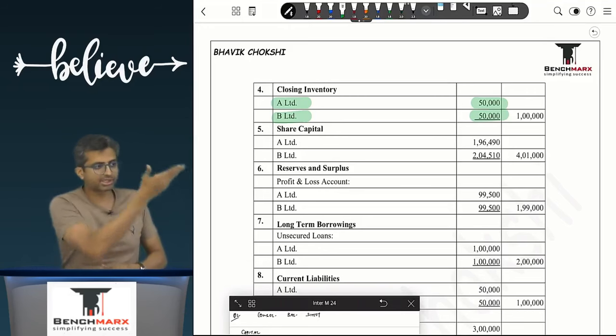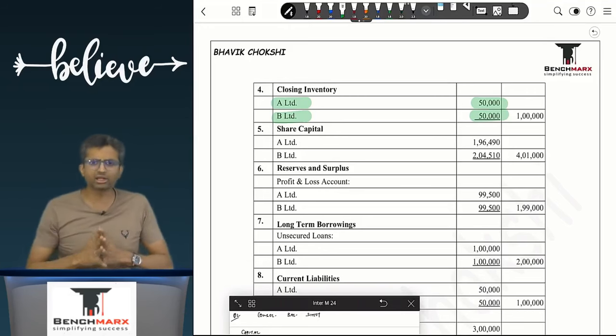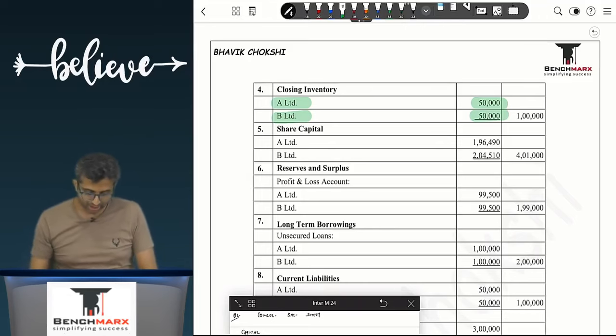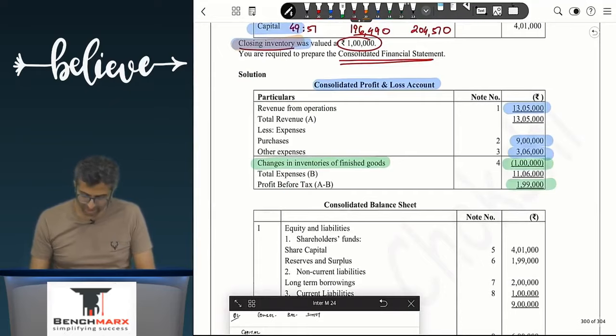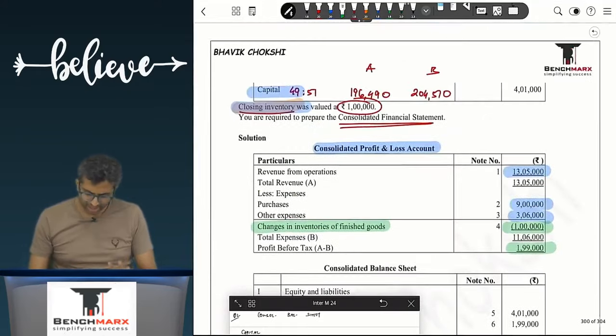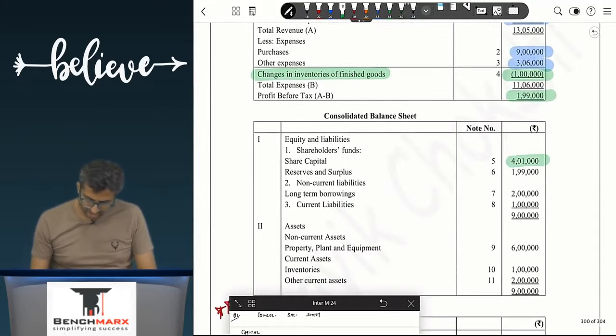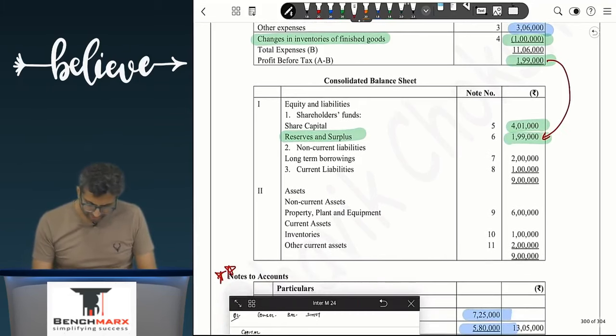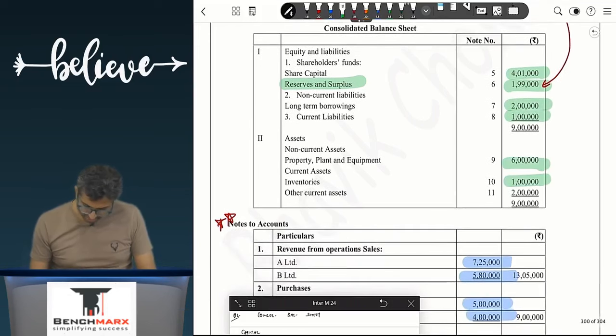And purchases, you have segregated. And you have been told all assets have to go in the 1:1 ratio. So that will include even the closing inventory at 1:1 ratio. So this is 1 lakh and hence your profit comes at 1,99,000. Now when I prepare the balance sheet, same share capital, 4,01,000. Sir, where is the 1,99,000 from? This is reserves. Whatever profit is earned, this 1,99,000 comes over here. Then you have unsecured loans, same 2 lakhs, current liabilities, PP, inventories, other current assets.